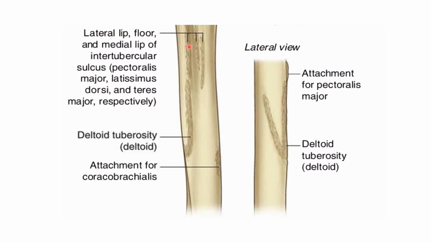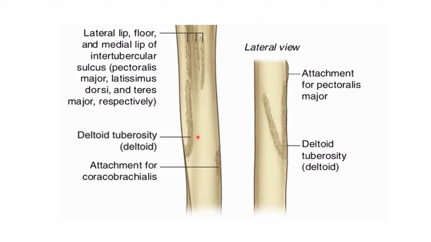So here is where we have the pectoralis major muscle attaching to the lateral lip. Then at the floor, we have the latissimus dorsi, and then the teres major muscle will attach at the medial lip of the intertubercular sulcus.